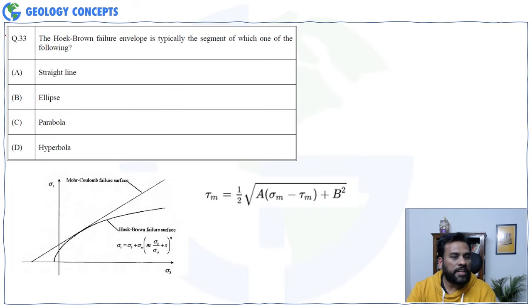The Hoek-Brown failure envelope is typically the segment on which of the following? So if you look at Hoek-Brown failure surface, it is tangential to the Mohr-Coulomb and it is empirical, right? It is empirical. So it comes something like this. So it is like a parabola. So if you also see the equation, this equation is of a parabola. So it typically envelopes in a parabolic fashion. So it is parabolic.